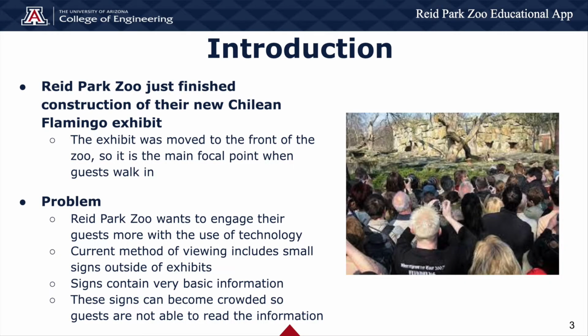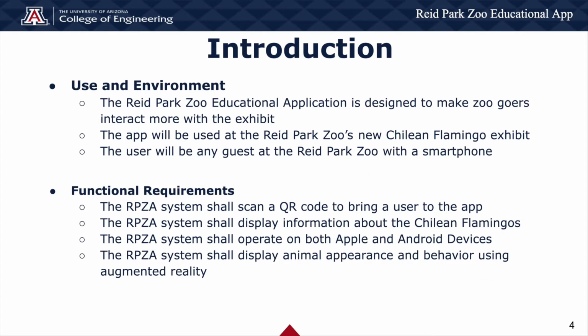The Reid Park Zoo just finished construction of their new Chilean flamingo exhibit in February of 2021, and they want to try engaging and educating their guests more by using a mobile application. This would reduce traffic at information signs and also provide zoogoers with much more information than they would normally get from these signs. The app will be utilized by zoo guests of all ages with a smartphone, and it will be used at the Chilean flamingo exhibit.